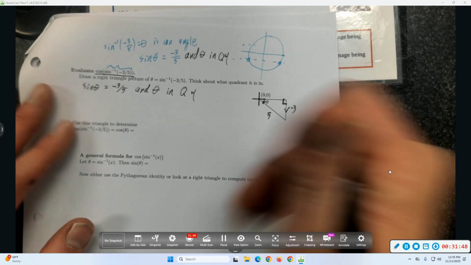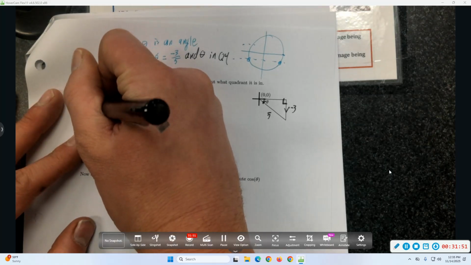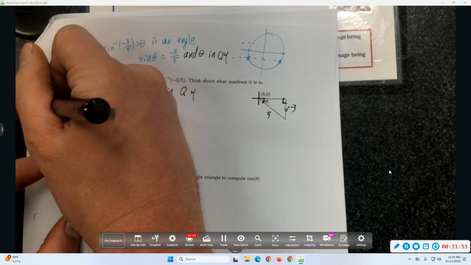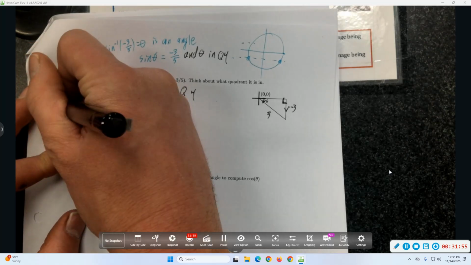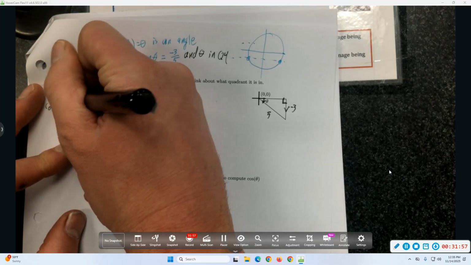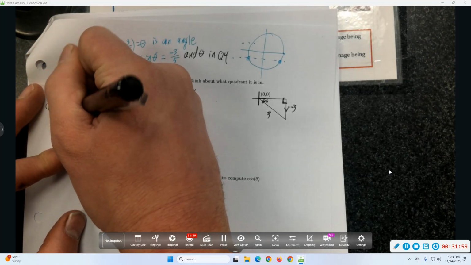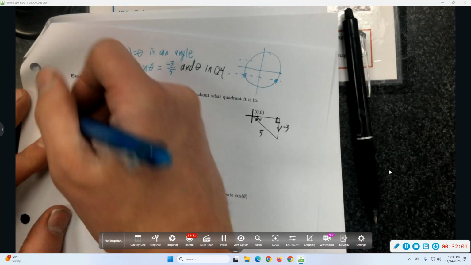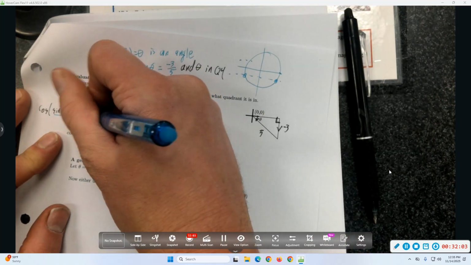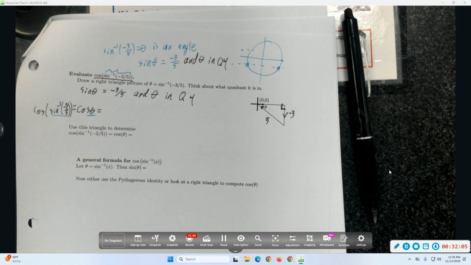And I want to compute cosine of theta. That's right, I want to compute cosine of sine inverse of -3/5, and all that stuff is theta. SOHCAHTOA: cosine is adjacent over hypotenuse. So it looks like I need to know the adjacent side on that right triangle. What is the adjacent side?